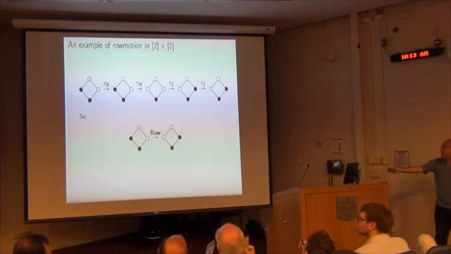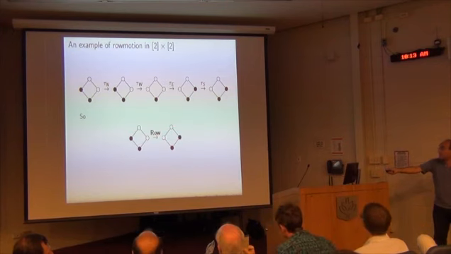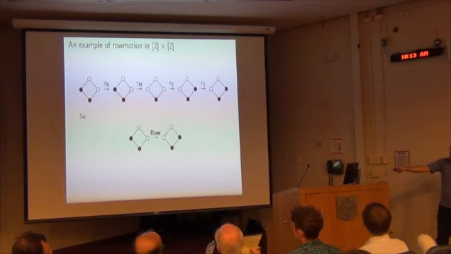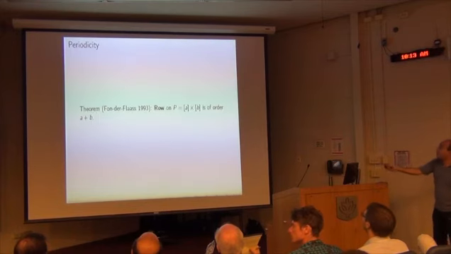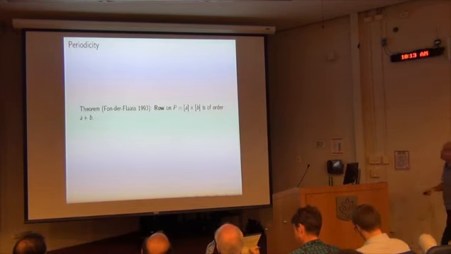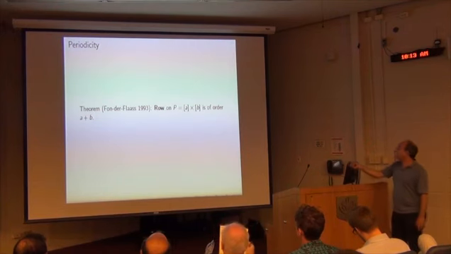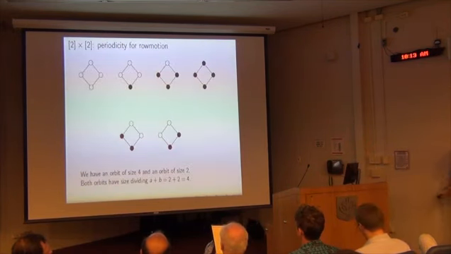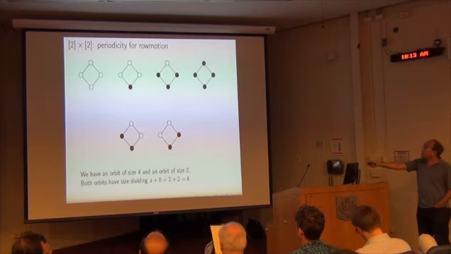And if you apply rowmotion again to this order ideal, you can check, or you can just use symmetry to say that it's got to become this. So that's an orbit of size 2 for rowmotion. So here's a theorem, first proved, I believe, by van der Vlas. Rowmotion on the product of two chains of length A and B is of order A plus B. Let's look at that in the case of 2 cross 2.